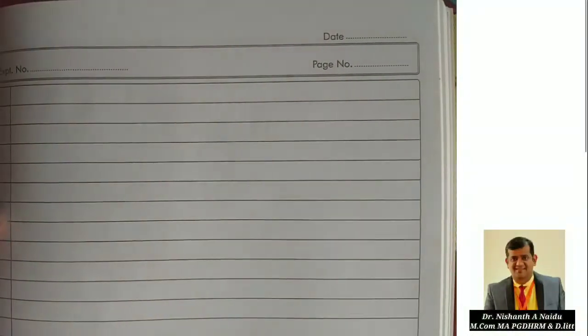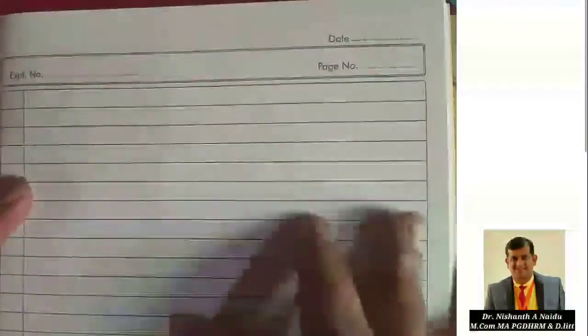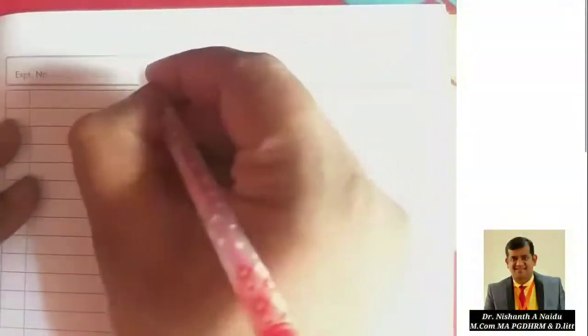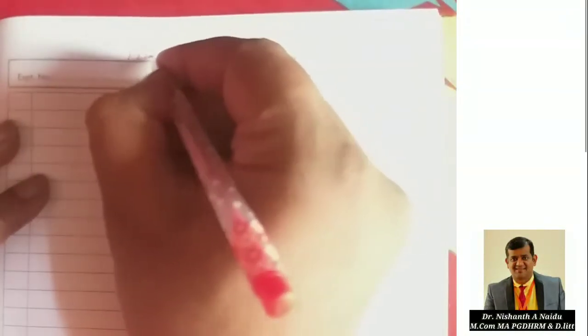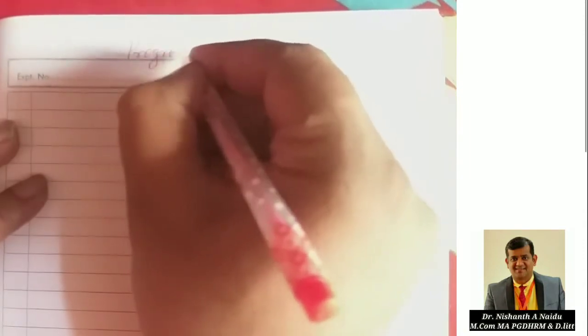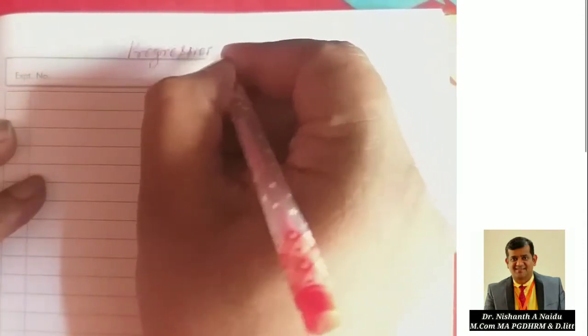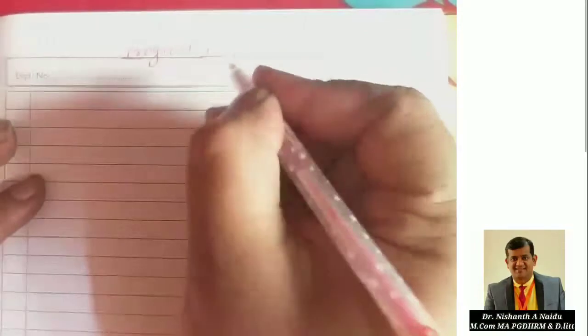So today we are starting with the next unit. In quantitative techniques, the unit name is progression. So we are starting with the next unit, progression. Okay, so next unit number, progression.